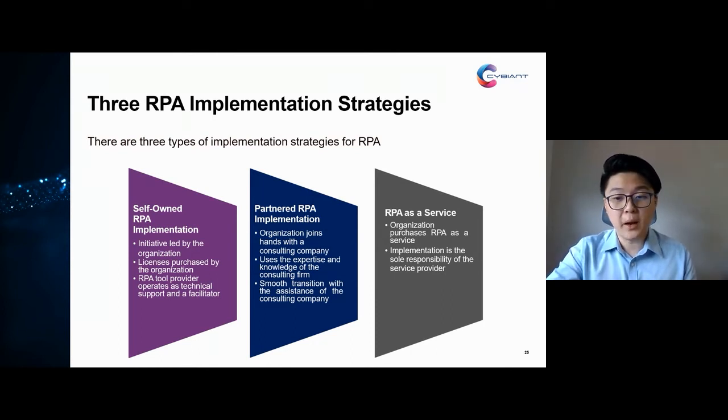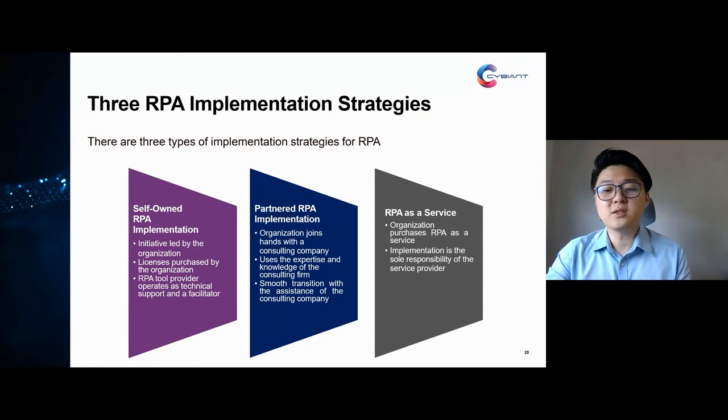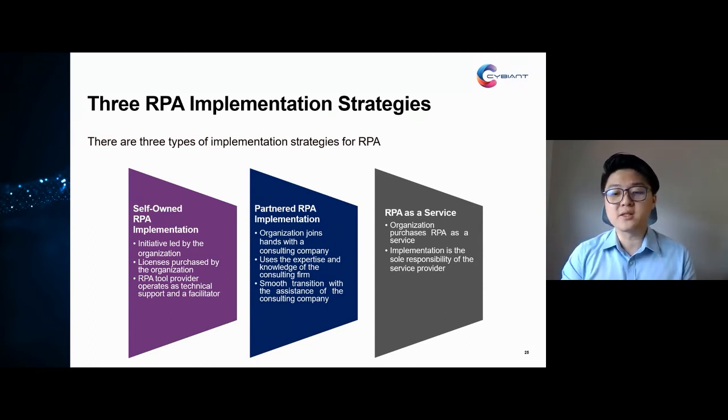The second one is the partner RPA implementation. This is where the organization joins hands with a consulting company to achieve the RPA goal. This model is adopted to ensure seamless RPA implementation into the organization using the consulting firm's expertise and knowledge. By adopting this model, the organization can ensure a smooth transition from manual operation to RPA with the consulting company's assistance.